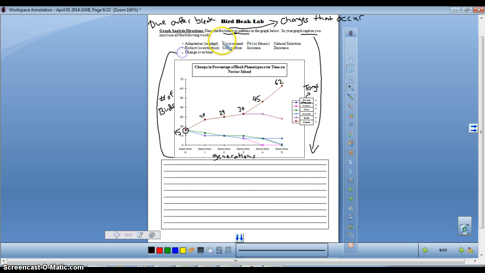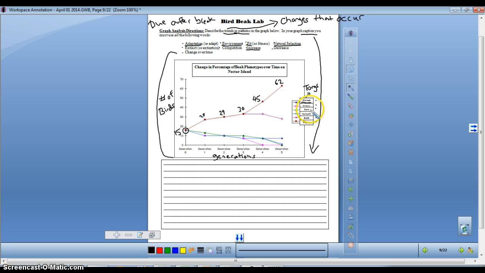But you also have to use these words. Okay? So let's think about this. You could say natural selection from a change in the environment resulted in the birds with forceps beaks to increase in population because they possessed an adaptation that caused them to be more fit. Okay, there's one.